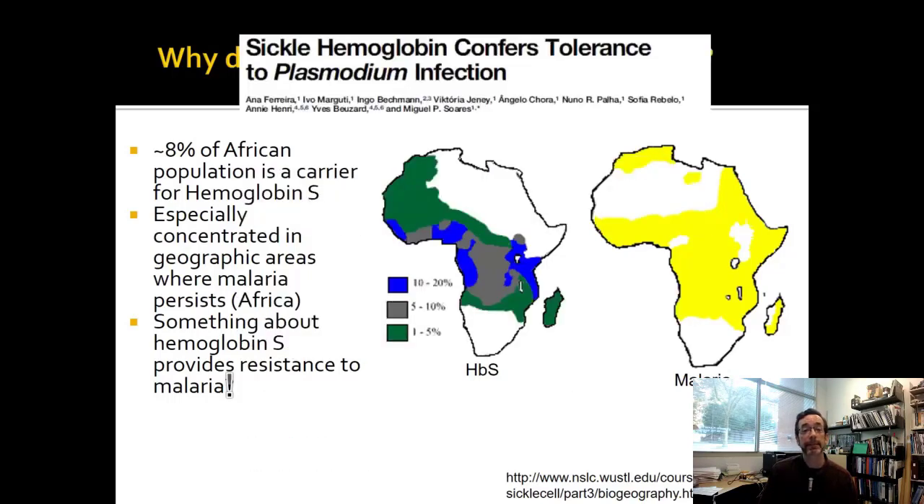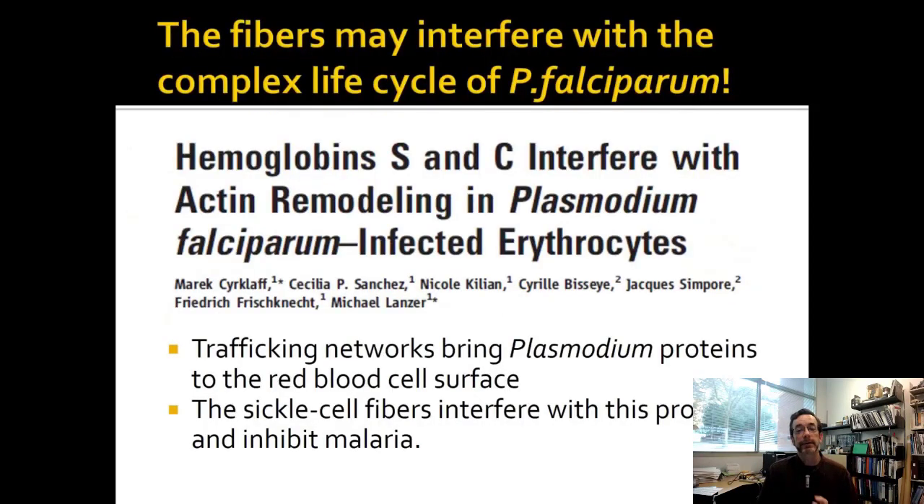I'm going to show you a couple of papers that say that. This is the one, well, it says it right here: sickle hemoglobin confers tolerance to Plasmodium or malaria infection. So you can look these up if you want more information. The main thing is after they showed that it really was the fibers and that really was protective, they had this paper that came later that says, how does it actually work? And they show that there's actin remodeling that the malaria parasite forces in the red blood cells. It forces them to adopt different shapes, and they remodel the actin cytoskeleton as a result.